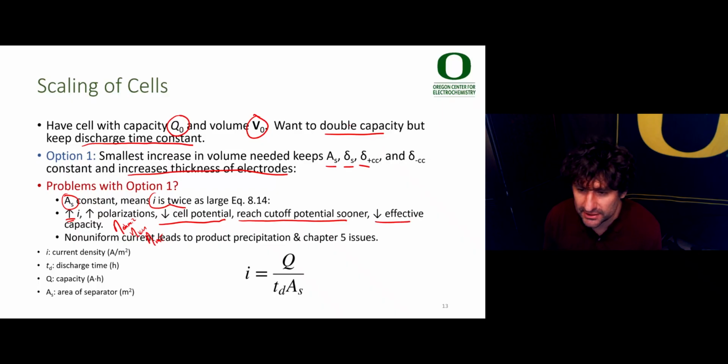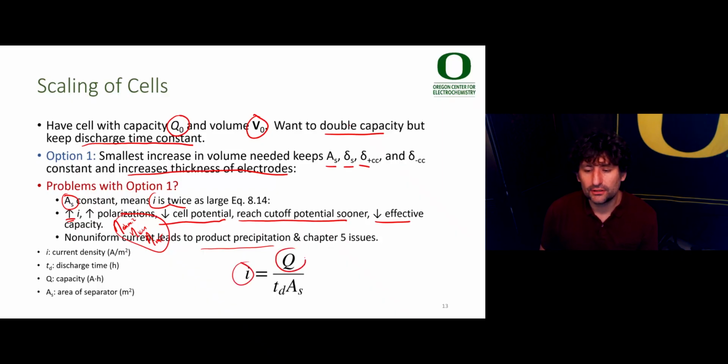You reach the cutoff potential sooner because you're giving away more of your free energy for the chemical reaction to drive these polarizations. You can also get non-uniform currents that lead to other problems like precipitation and other things discussed previously in Chapter 5. The total current, of course, is just the total capacity of the cell, capacity in amp hours, current here in amps per meter squared, divided by the time of discharge and the area of the cell.